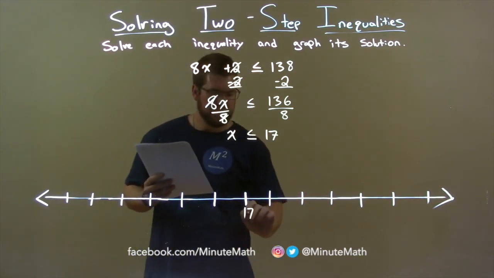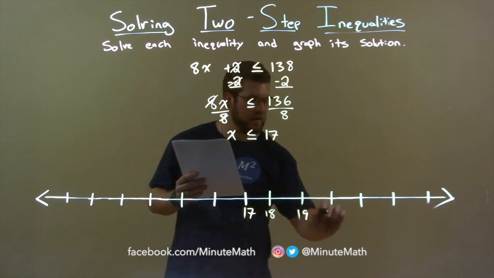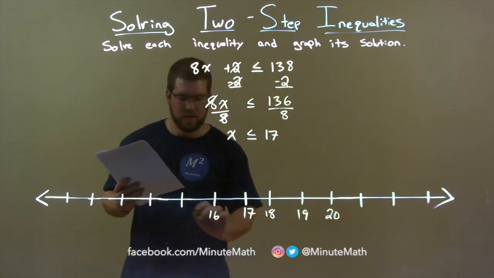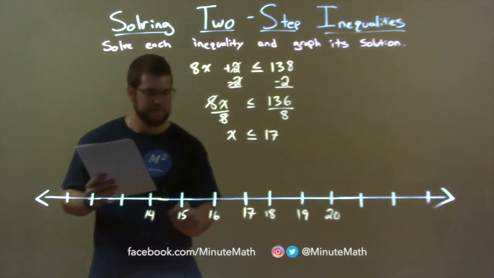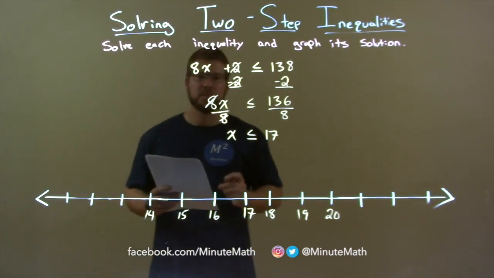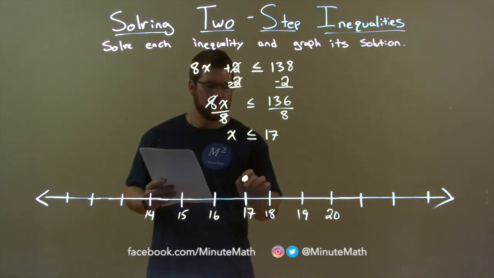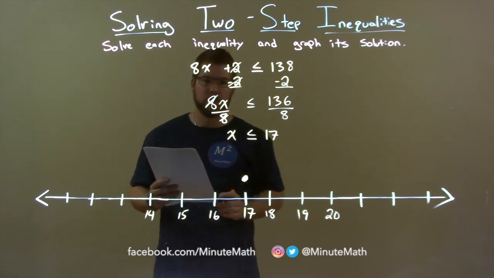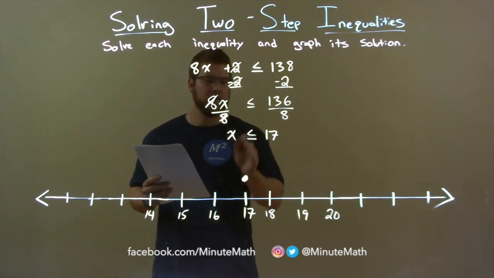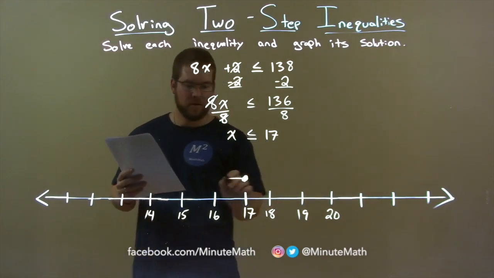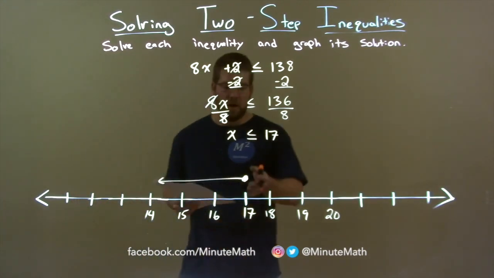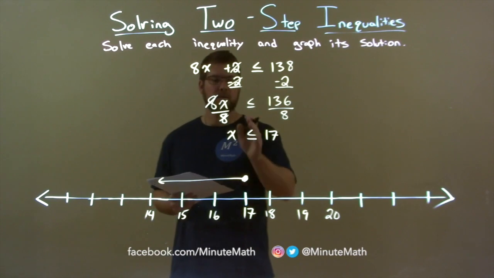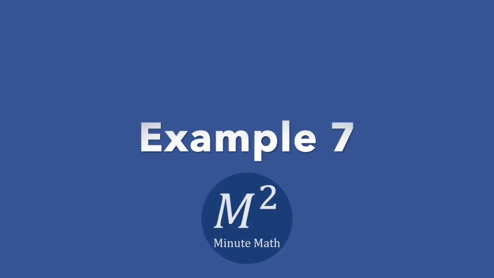Put a 17 here, 18, 19, 20, and 16, 15, 14. Well, x can equal 17, so that's a closed circle right here at 17. Remember, equal to, closed circle. Less than sign means the arrow goes to the left, so the arrow goes here to the left, and there we have it. Our graph matches our final answer: x is less than or equal to 17.